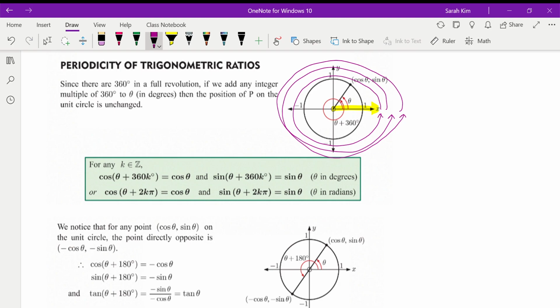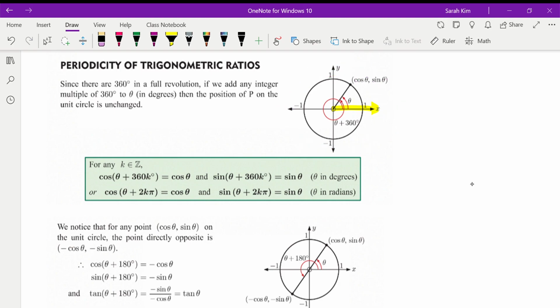So what this is is periodicity. You can do as many full revolutions as you want. What that tells us is that it's going to have the same value. It doesn't matter if I do only one full rotation or if I do one and then another little bit and then come back here. This x and y coordinate is going to have the same values.